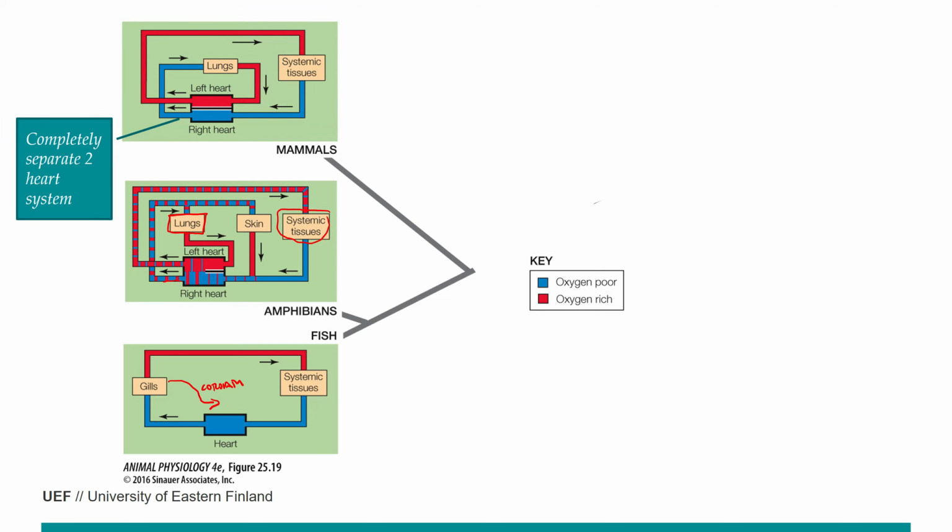Then, of course, in the mammals, we have two completely separate heart systems. And this gives the opportunity that there cannot be any mixture. And therefore, the systemic tissues will get as high an oxygen concentration as possible.